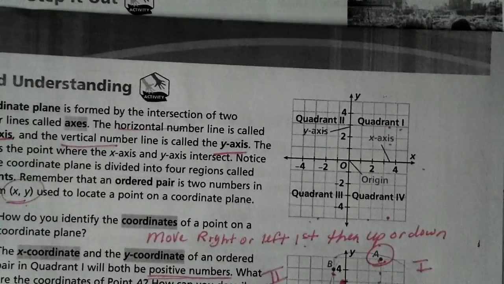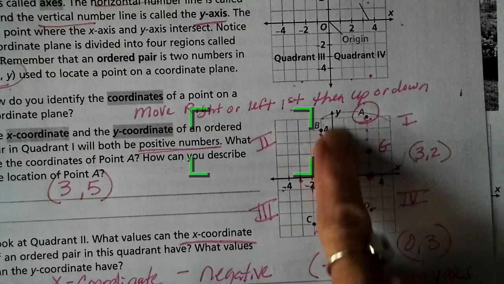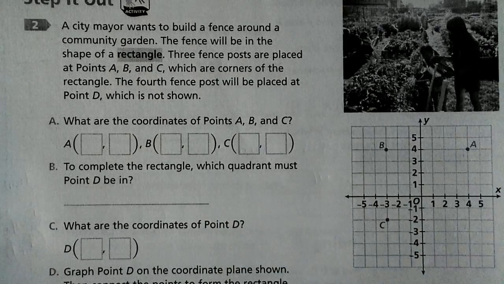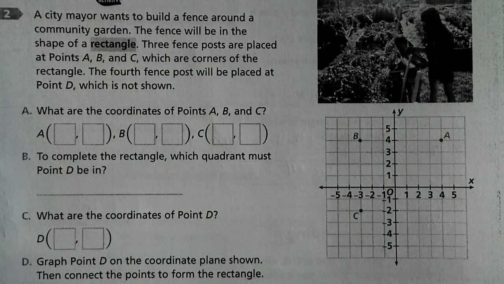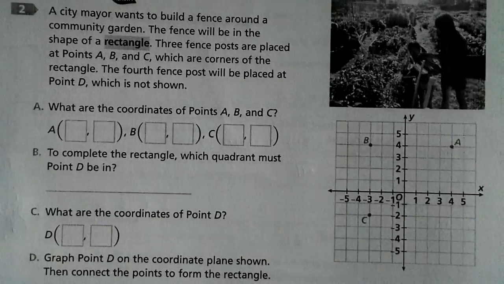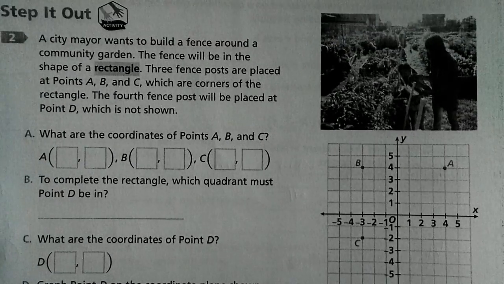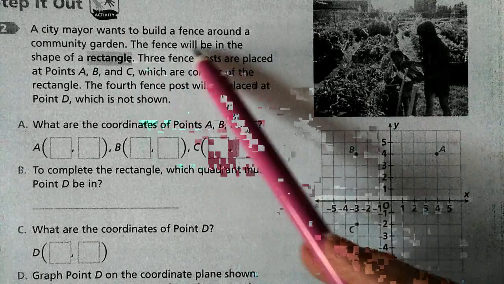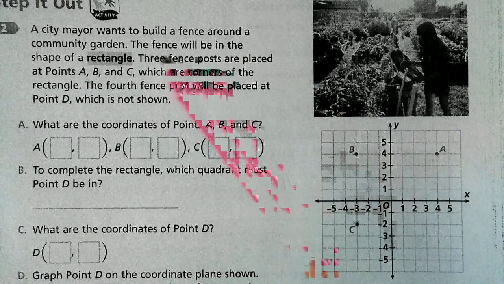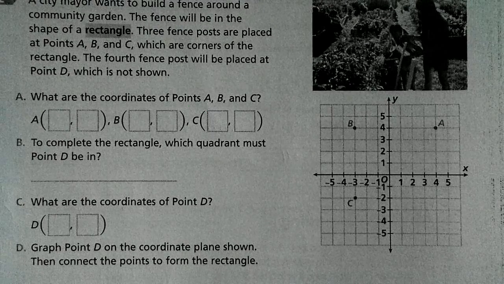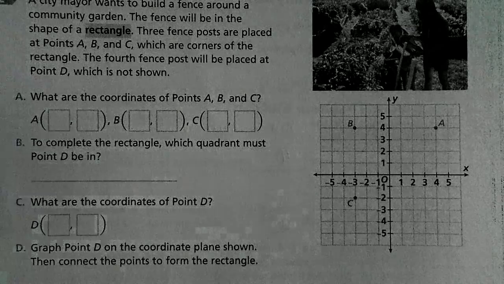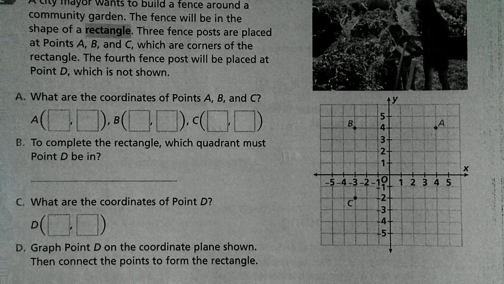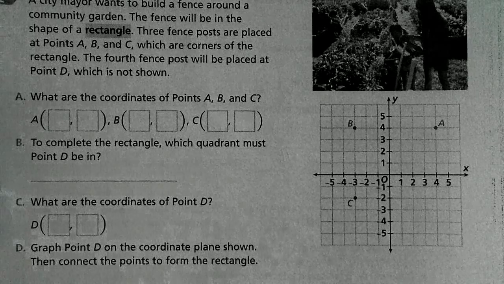All right, so let's step it out. Now, if you notice, this past coordinate plane was all whole numbers. Sometimes we can use fractions and we can use decimals. So we're going to look at a rectangle. It says the city mayor wants to build a fence around the community garden. The fence will be in the shape of a rectangle. Three fence posts are placed at points A, B, and C, which are the corners of the rectangle. The fourth fence post will be placed at point D, which is not shown. So we need to figure out where we are going to put point D.